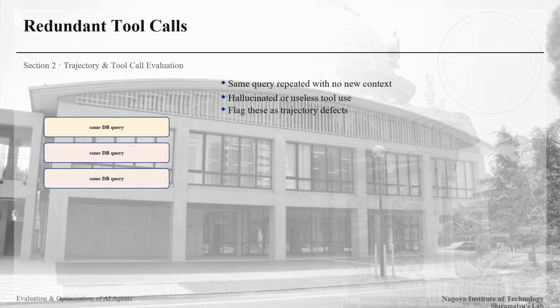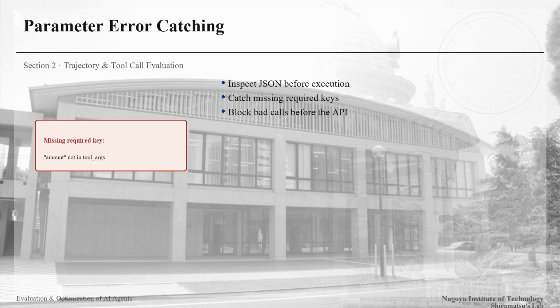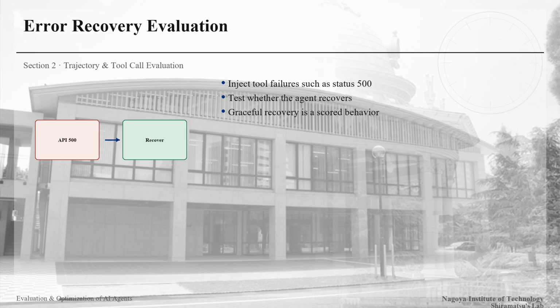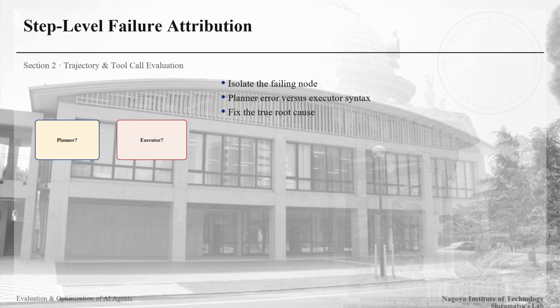Redundant or hallucinated tool calls, such as repeating the same database query, are important failure signals. Parameter inspectors catch missing required JSON keys before a bad call hits the API. Error recovery evals test whether the agent recovers gracefully when a tool returns a server error. Step-level attribution isolates whether failure came from planning, tool syntax, or another node.